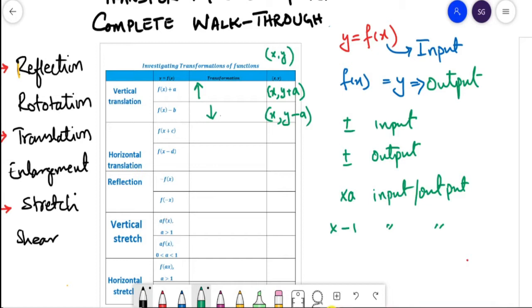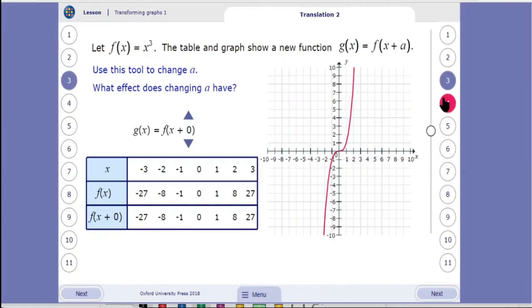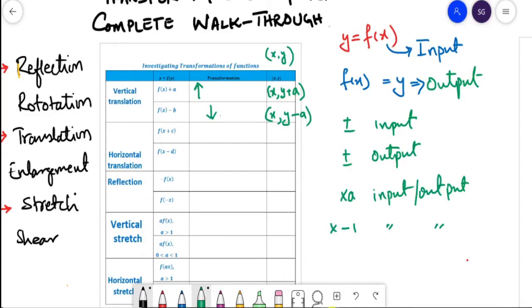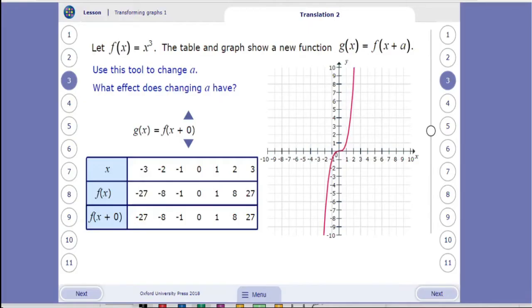Now let's move on to another case when we are adding or subtracting something in the input of the function. Previously we were doing changes in the output. Now let's see what happens when we are adding or subtracting in the input of the function. The original function is... I'm trying to use as many different graphs as possible, so that when we say transformations of functions, we are doing it in the most generalized manner. Instead of sticking to just one graph or one function, we have a variety of functions in our discussion today.